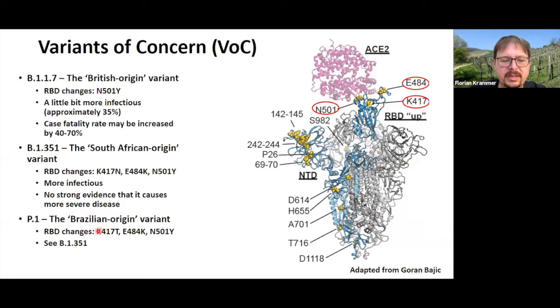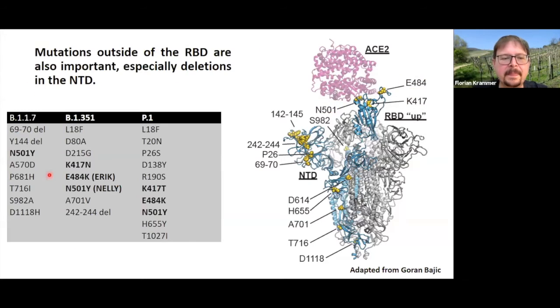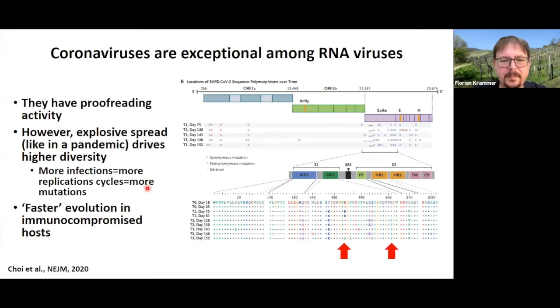But it has a different mutation at position 417. And it's probably very similar to B1351. We just don't know that much yet about the Brazilian variant. And here are just the mutations again that we see. So the important one for B117 is this Nelly mutation. And then for B1351 and P1, we have three that really matter. Two of them are actually the same and one is different, but at the same position.